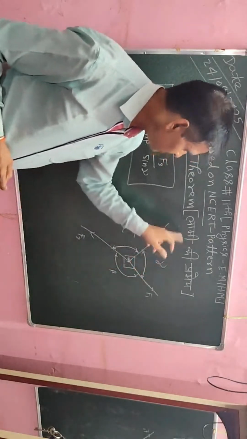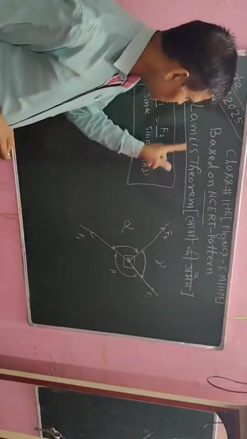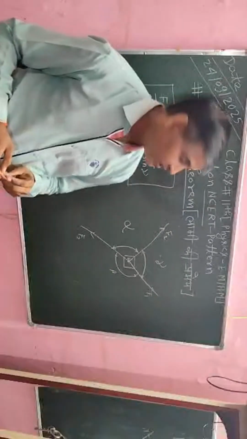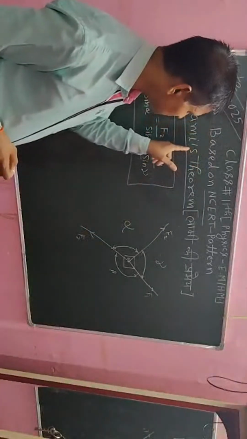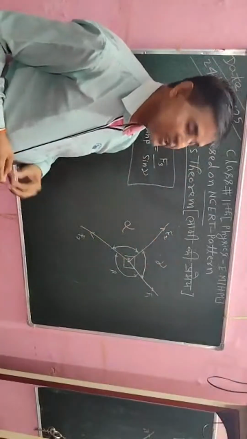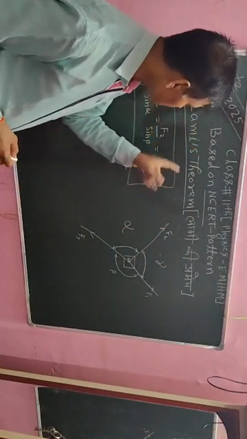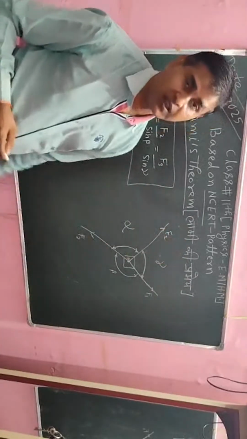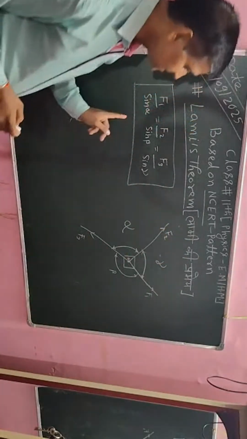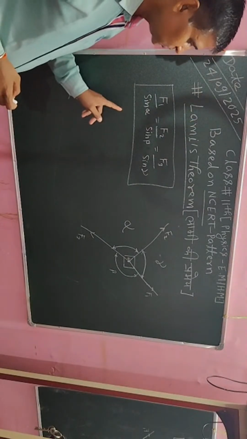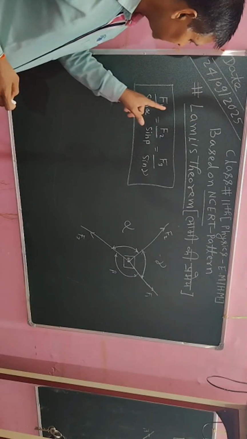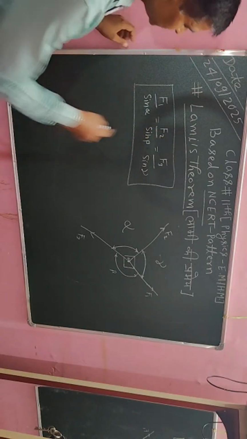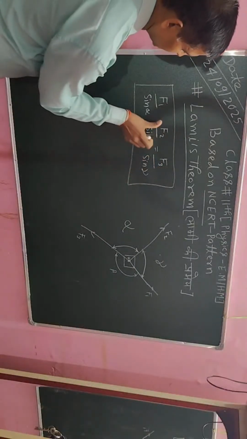So according to Lami's theorem, this is the concept of Lami's theorem, and that theorem is given by this condition: F1 divided by sin alpha is equal to F2 divided by sin beta, which is equal to F3 divided by sin gamma.